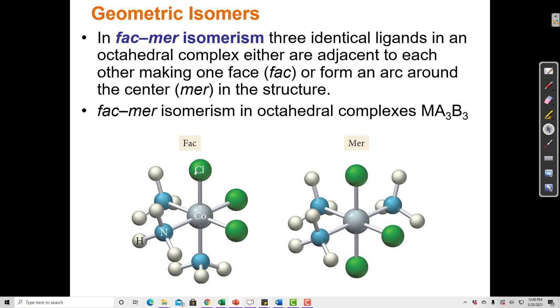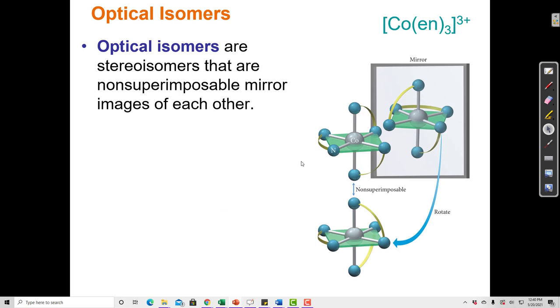But these are similar to cis-trans in that the way that they are different is that their bond angles are different. And finally, here's the most subtle of all, the optical isomers. In these, the bond angles between all of the atoms are the same. There are two different isomers.